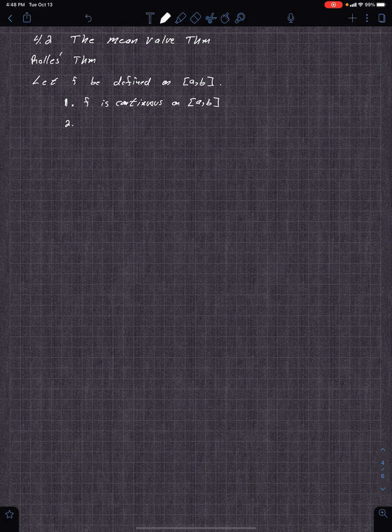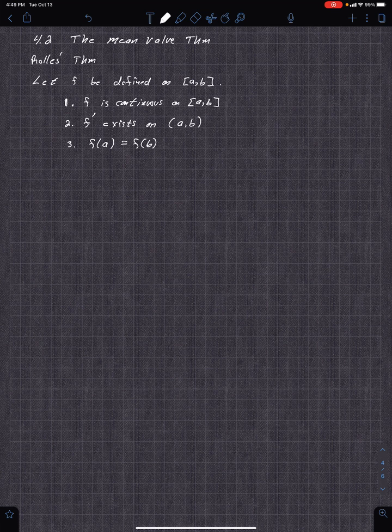2, f prime exists on the open interval. So it's differentiable on the open interval, in other words. So f prime exists on the open interval from a to b. And 3, f of a equals f of b. So they're essentially the functions equal at the endpoints.